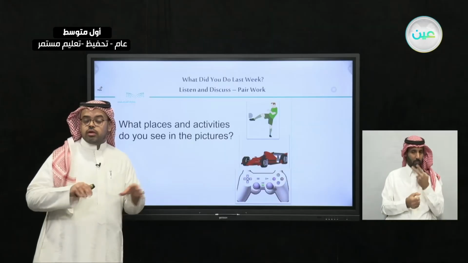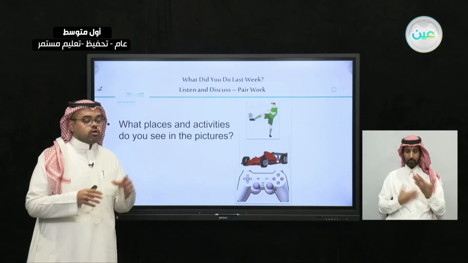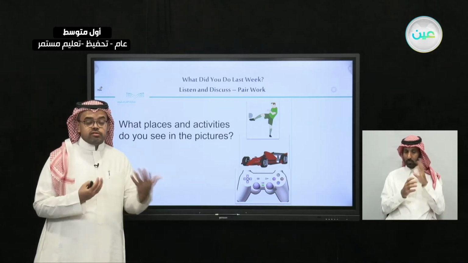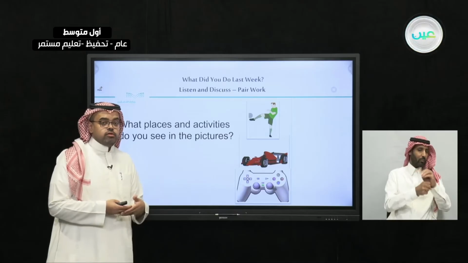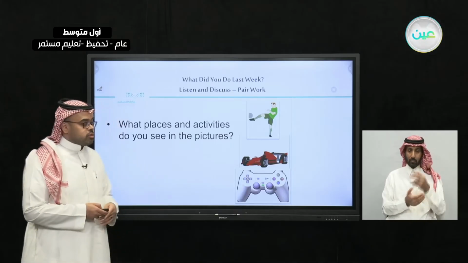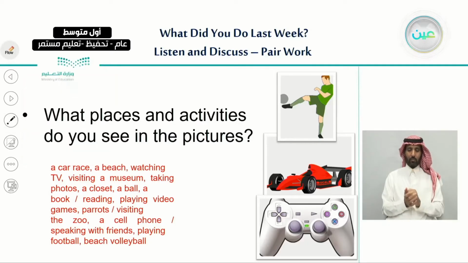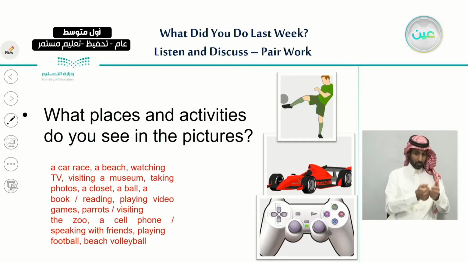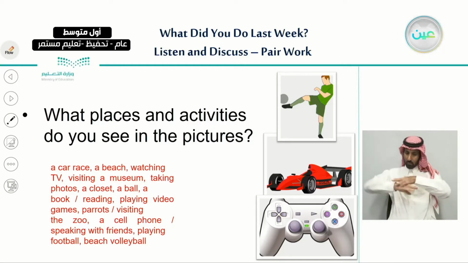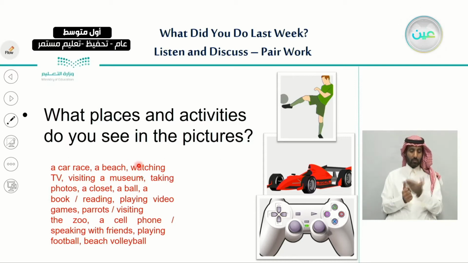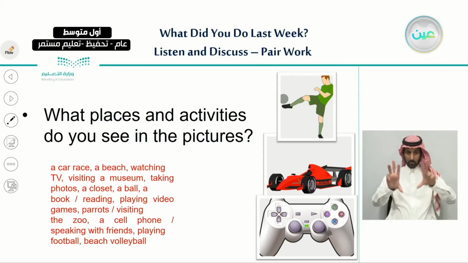So you can see a lot of activities, a lot of pictures. Could you list them? Could you tell me what these are? Let me help you here. We can see a lot of activities and places. For example, a car race. We can see also a beach. We can see also some of the activities, which are watching TV, visiting a museum, and taking photos.